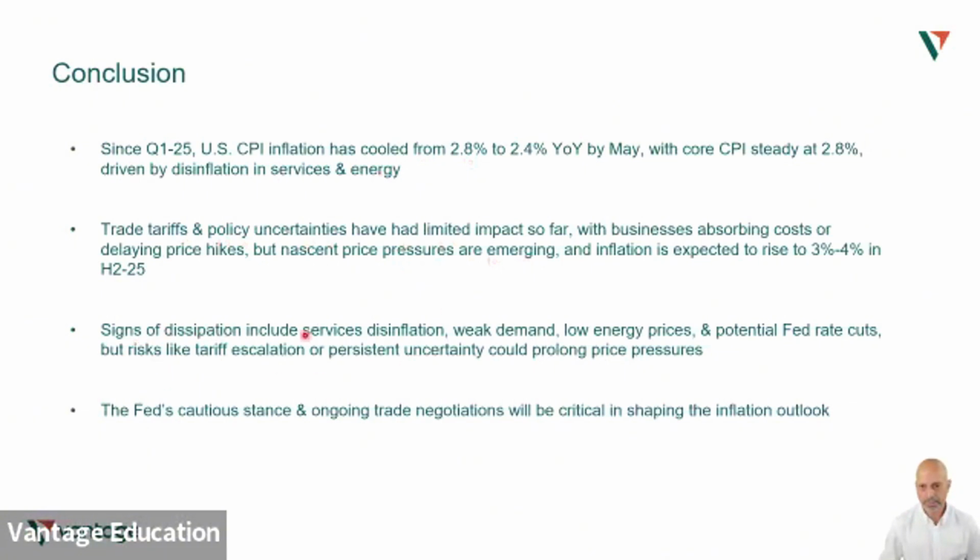Now, signs of dissipation include services disinflation, weak demand, and low energy prices, although low energy prices may not be a sure thing now. And potential Fed rate cuts, but risks like tariff escalation or persistent uncertainty could prolong price pressures. And finally, the Fed's cautious stance and ongoing trade negotiations will be critical in shaping the inflation outlook as well.